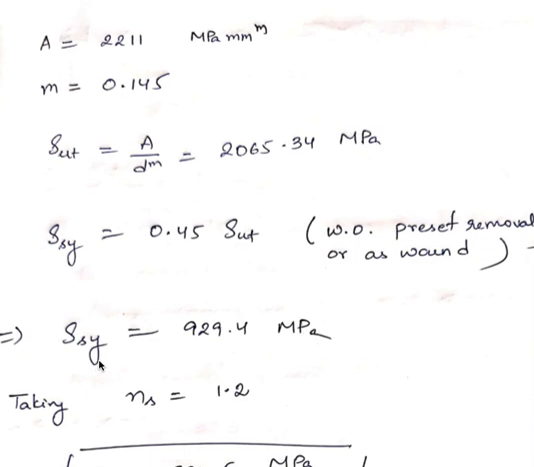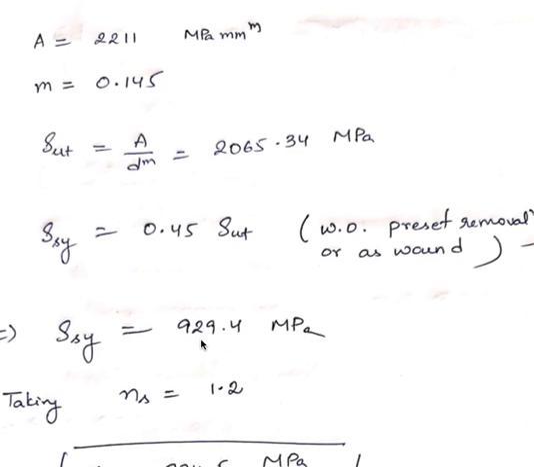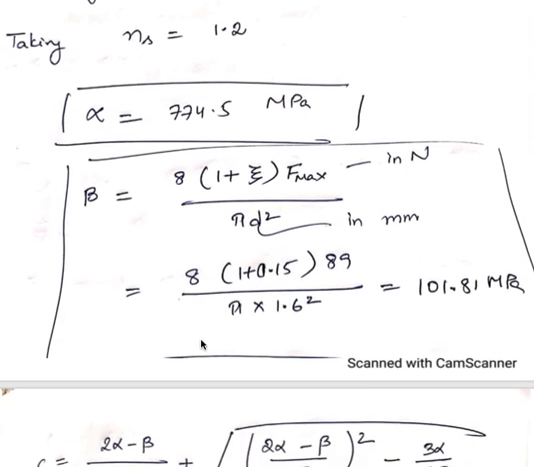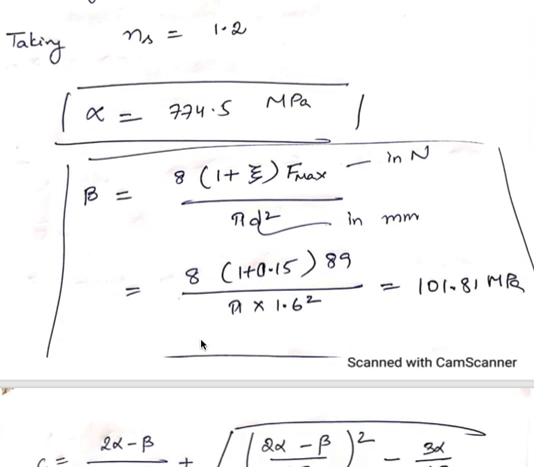So in this case, the shear yield strength is 929.4 megapascals. Now, nothing is said about the safety factor. So we are going to assume the safety factor to be 1.2. And with that, we get alpha, which is actually the ratio of the shear yield strength to the safety factor, to be 774.5, and beta, which is defined through this relation, to be 101.81 MPa.